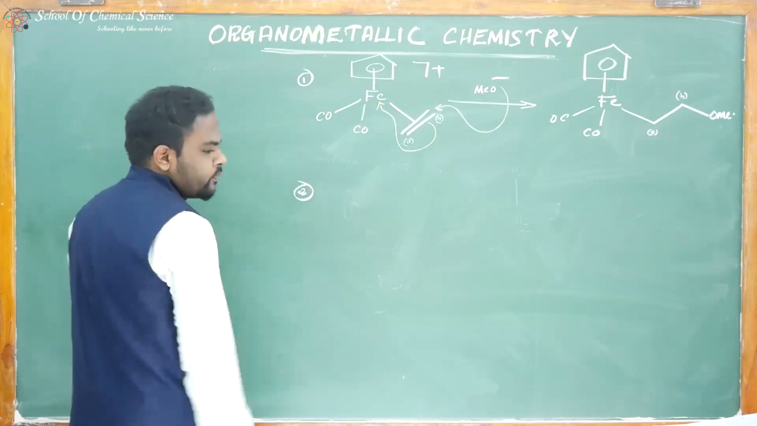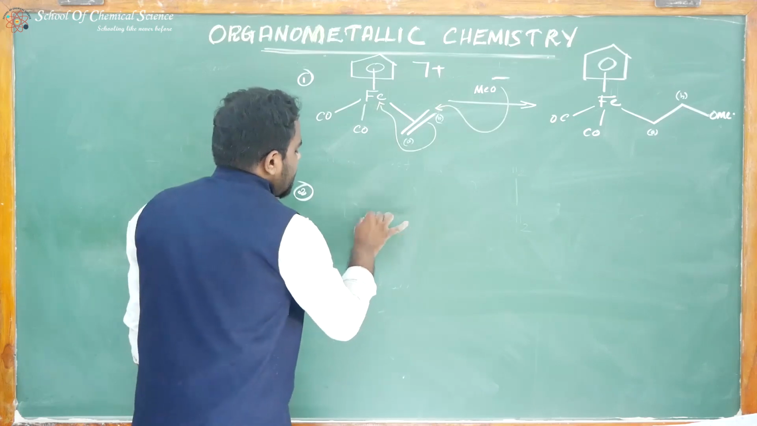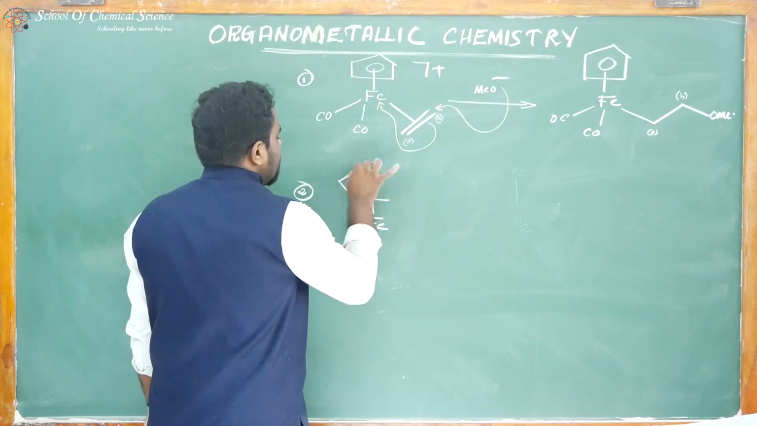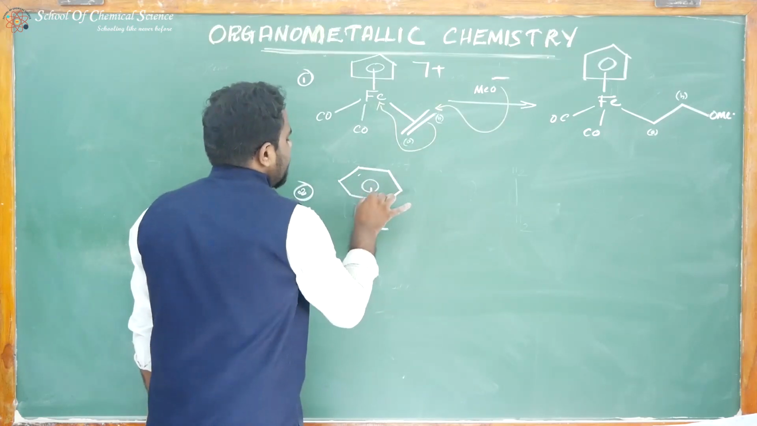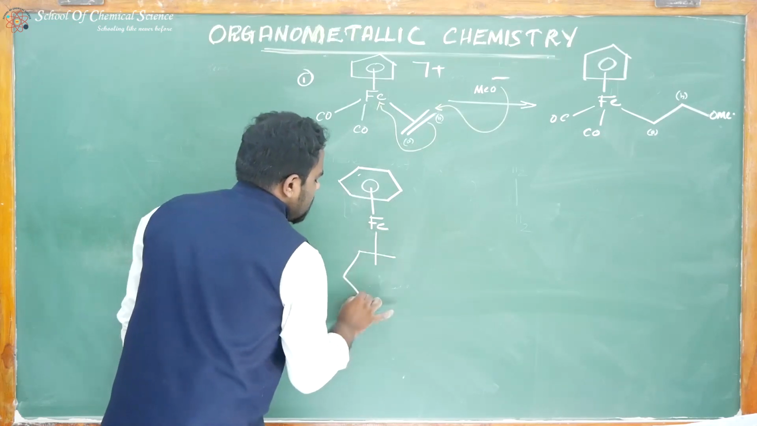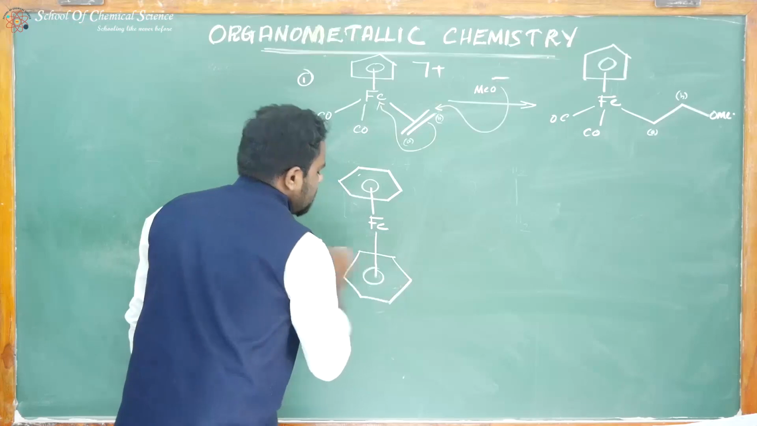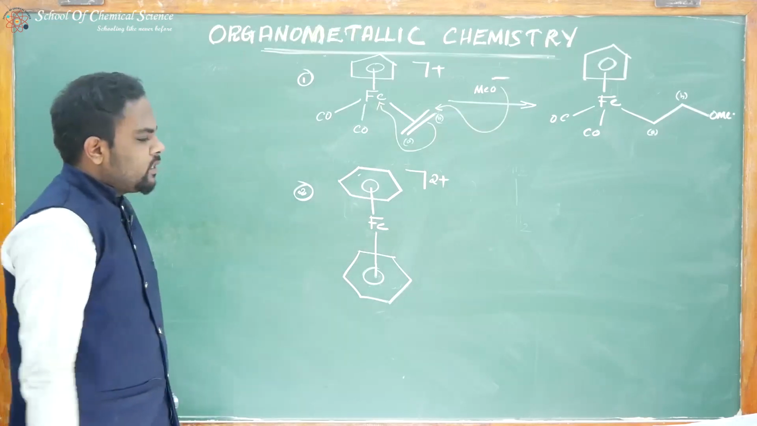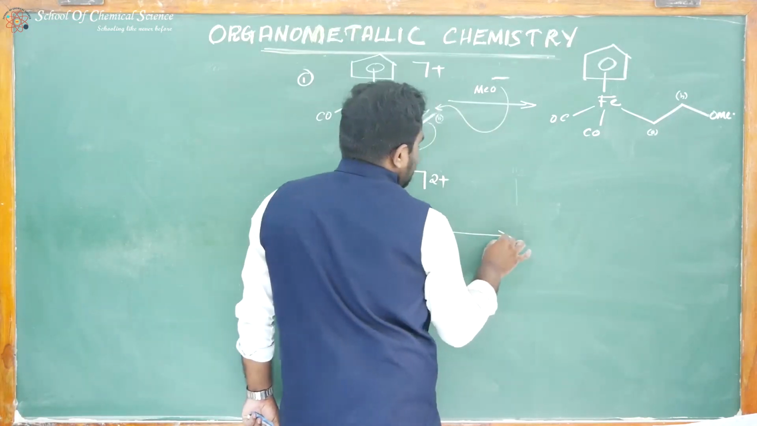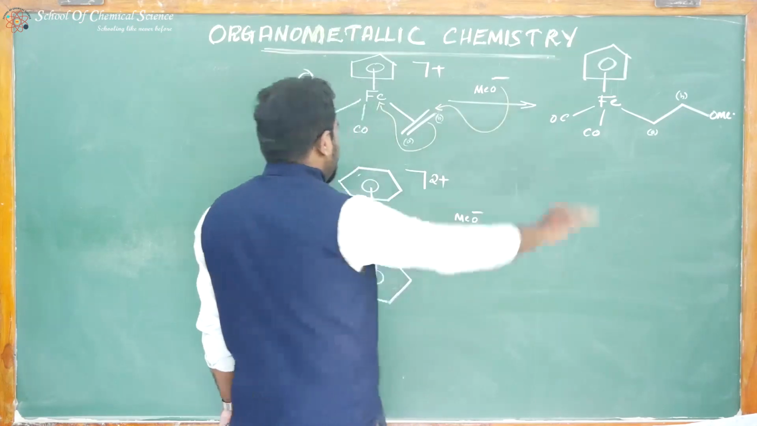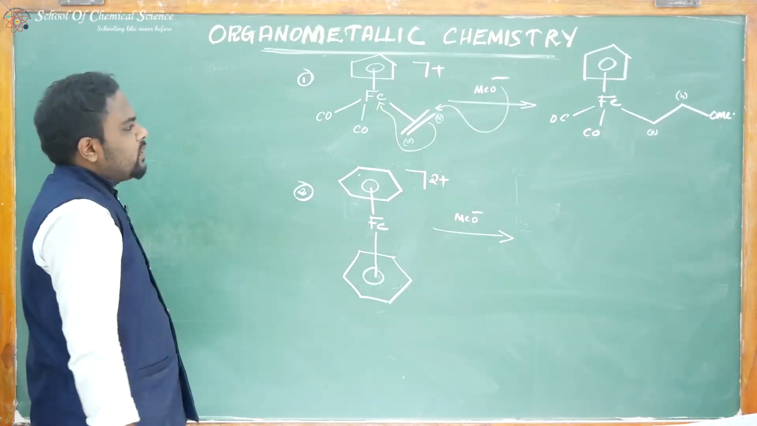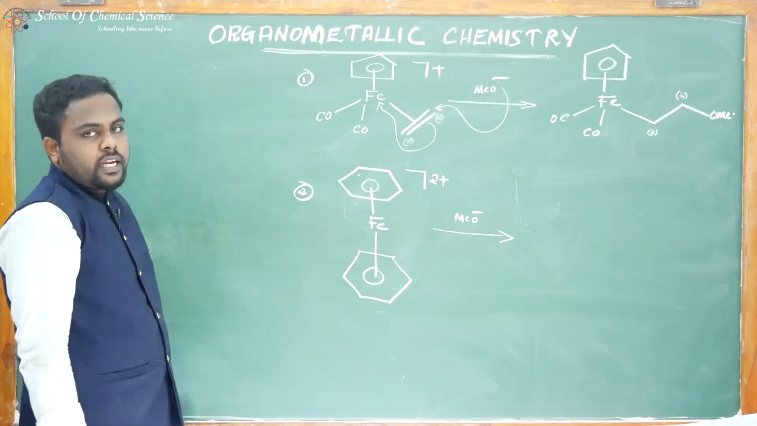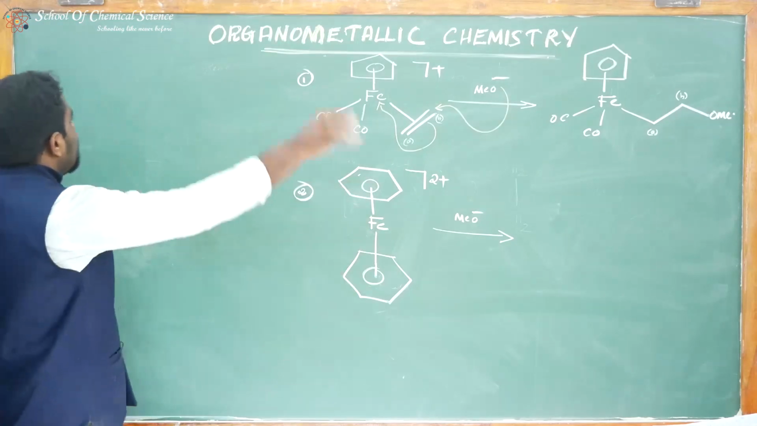Question number 2. Fe, and here a 6-membered ring is there. Here a 6-membered ring, here also a 6-membered ring. Okay, overall charge is 2 plus. On reaction with MeO minus. Both are alkene systems, both are metallalkenes. So this is benzene. Benzene contains 3 double bonds.